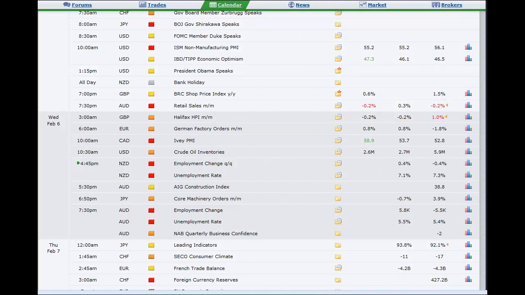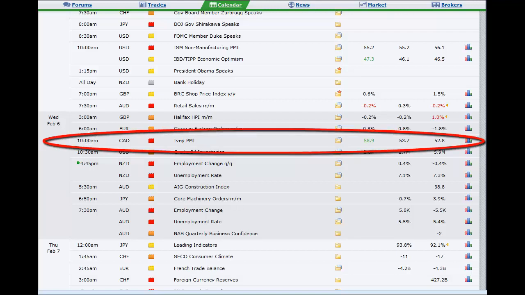This is a review of the Canadian IVEY PMI results from Wednesday, February 6th, 2013 that took place at 10 a.m. Eastern Standard Time, 9 a.m. Central Standard Time. The trade plan that was posted tells us that we're going to be looking at the USD CAD, and the trigger that we're looking for is a plus or minus 1.2.